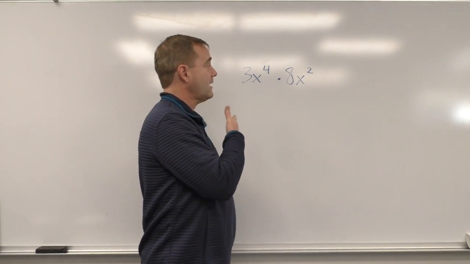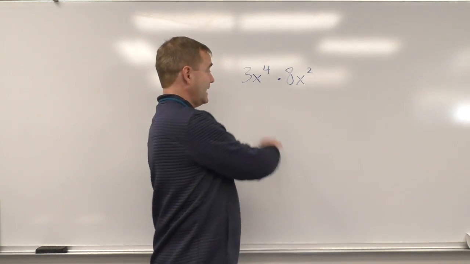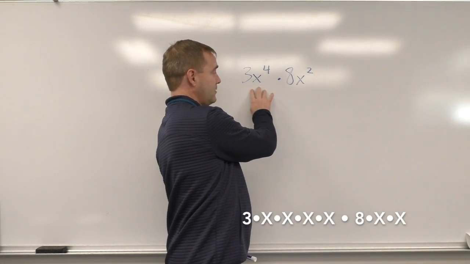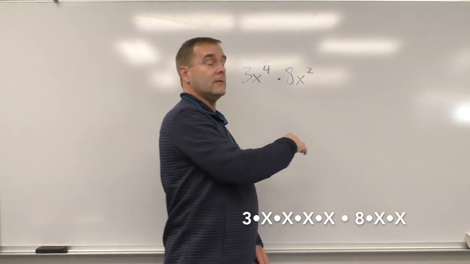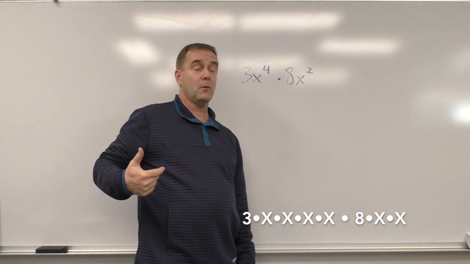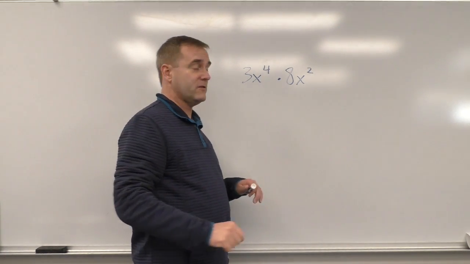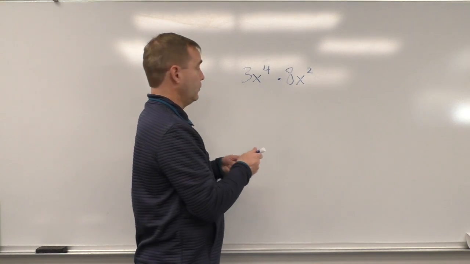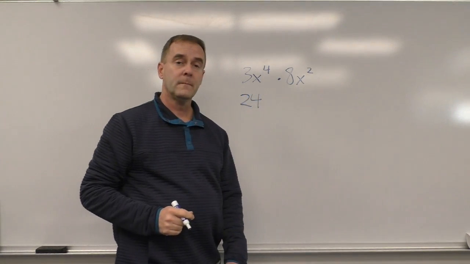If we're taking 3x to the 4th times 8x squared, technically what we're doing is taking 3 times x times x times x times x times 8 times x times x. That exponent is not sort of multiplying, it's more appropriately counting. So we're going to take the coefficients that we can handle easily, the 3 and the 8, and multiply those. 3 times 8 is 24.